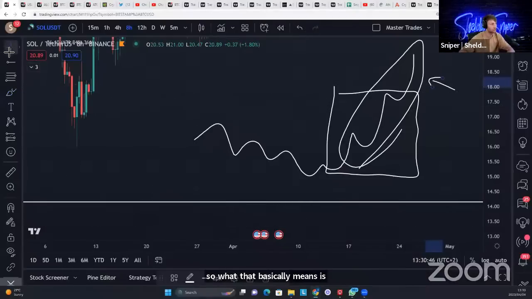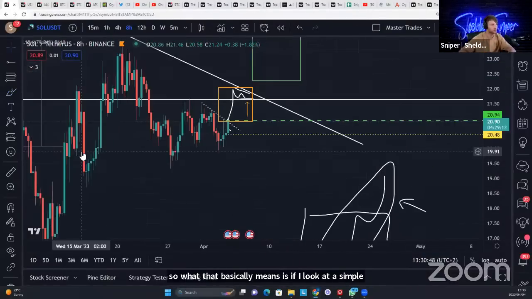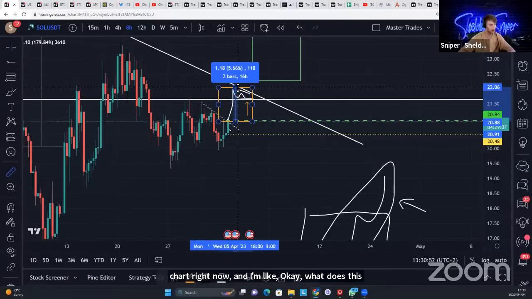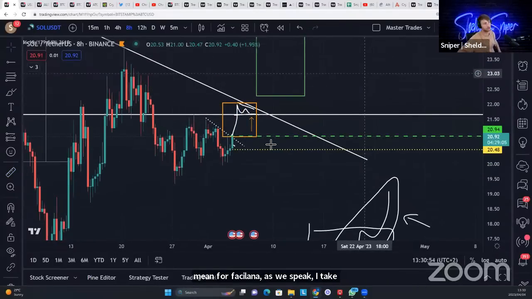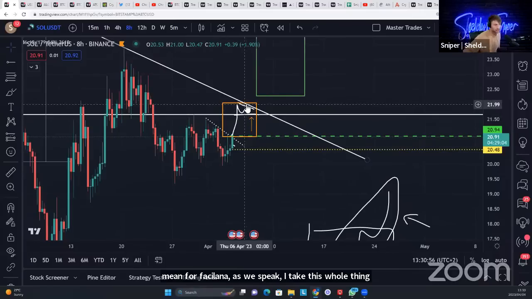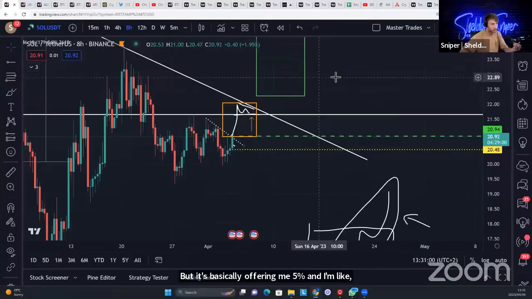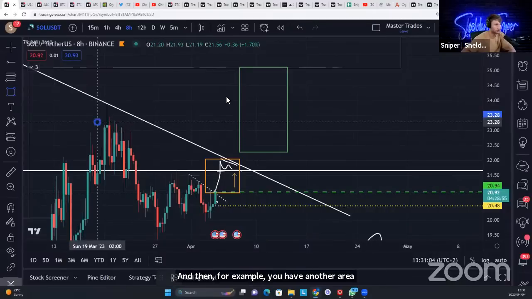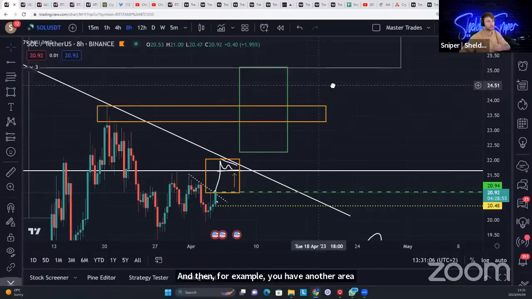So what that basically means is if I look at a simple chart right now, and I'm like, okay, what does this mean for Solana as we speak? I take this whole thing over here. It's a smaller time frame, for example, but it's basically offering me 5%. And I'm like, okay, if I can use this to build my position to where I want to be, and then, for example, you have another area over here. Just explain the concept and then we'll take the trades.